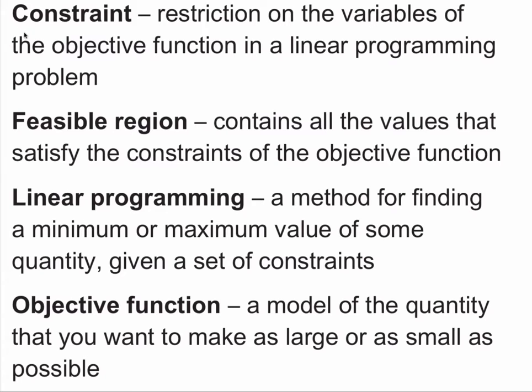The constraint is the restrictions on the variables of the objective function in a linear program. Usually with constraints, you'll have 3 or 4 or more inequalities you have to solve. The feasible region is the region bound by the constraints. Linear programming is the method for finding the maximum or minimum values given the constraints. And the objective function is a model of the quantity you want to make as large or as small as possible.